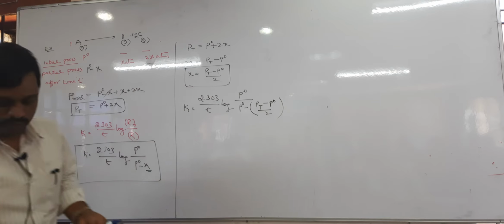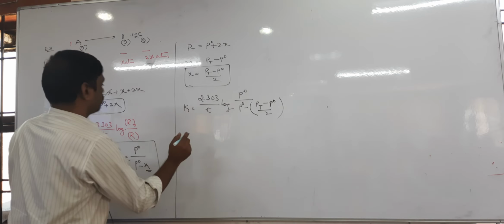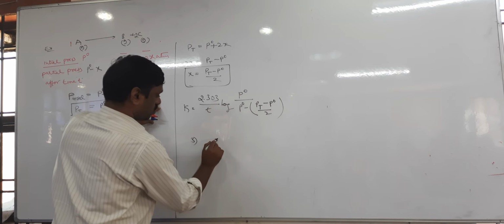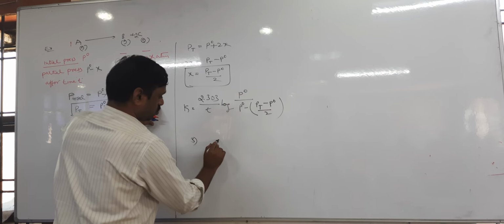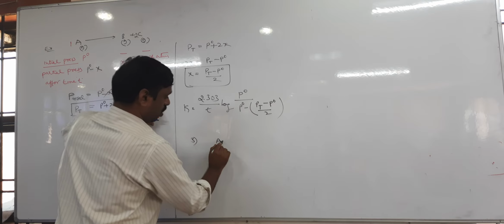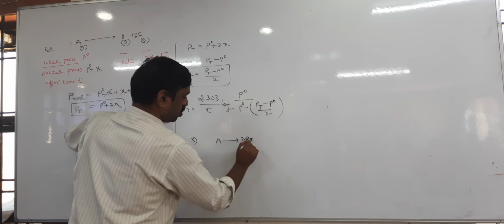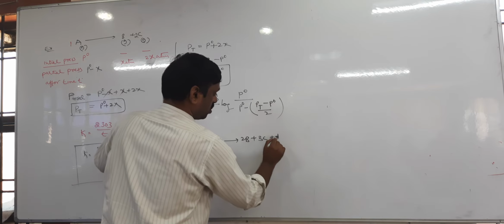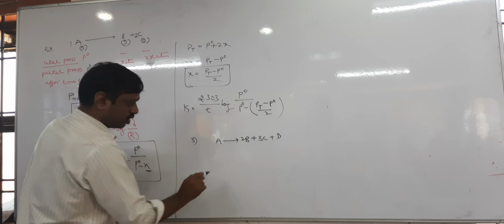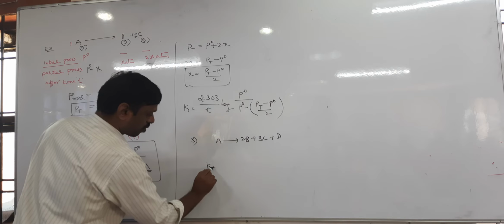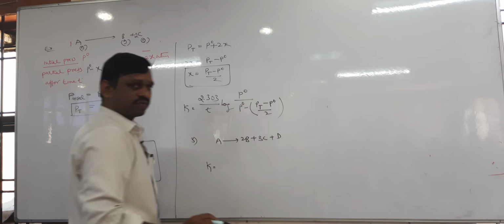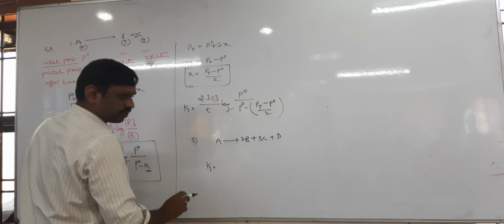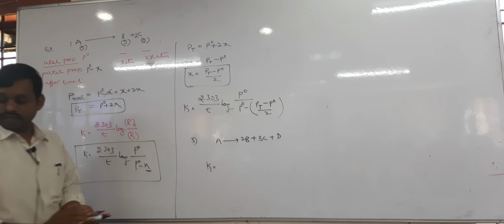Next, one more. You write this one also. A gives rise to 2B plus 3C plus D. Consider a first order reaction. Write the equilibrium constant in terms of total pressure.